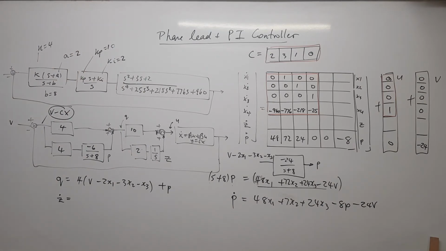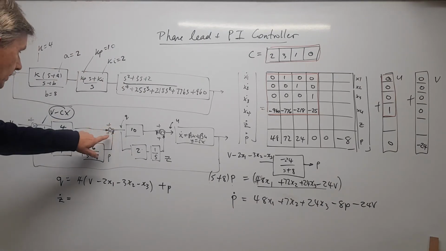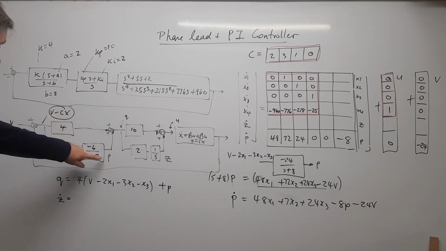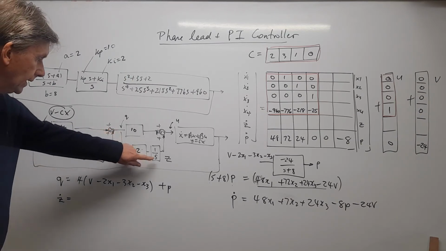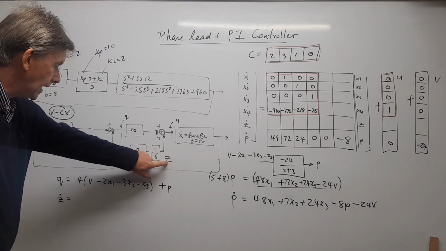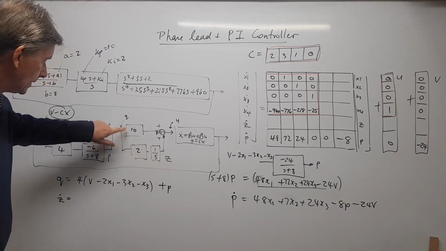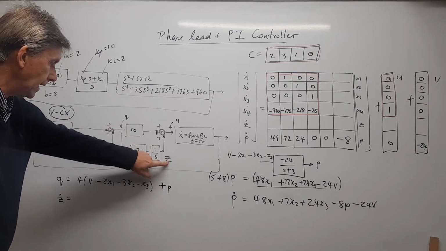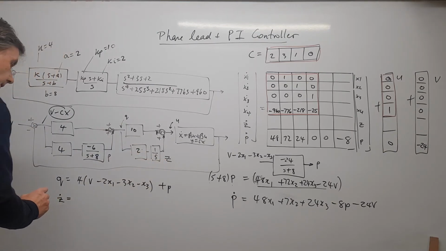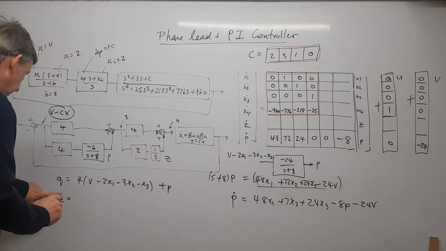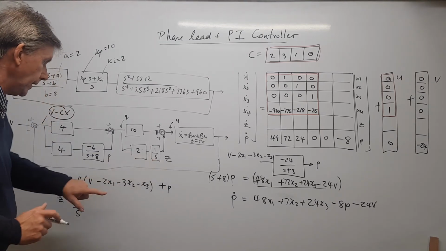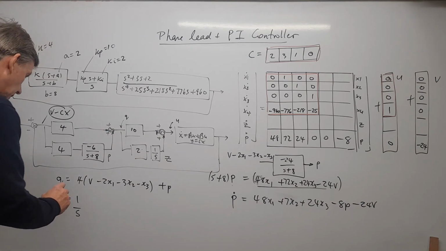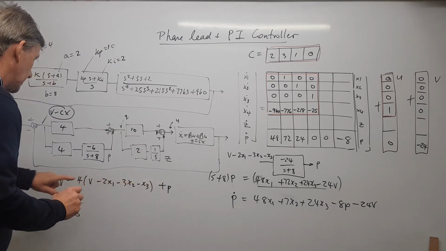So there's my expression now for Q. Q is going to be 4 times this plus P. And so I now know the expression going into my Z. Z is 1 over S times 2Q, so that's going to give me 2 times this.